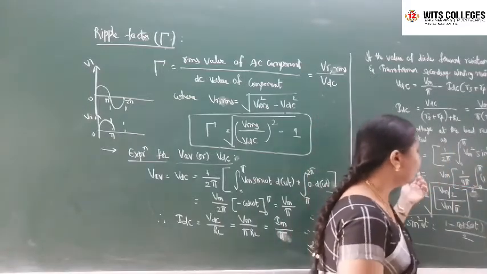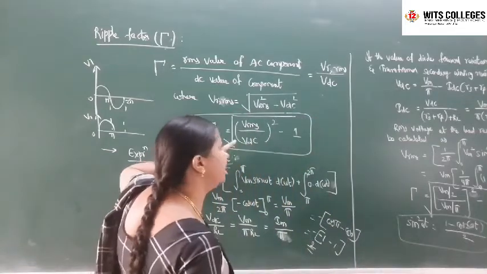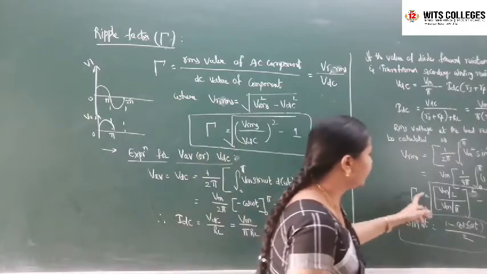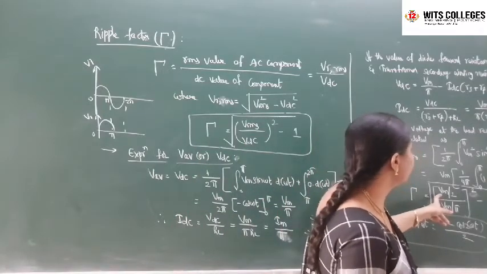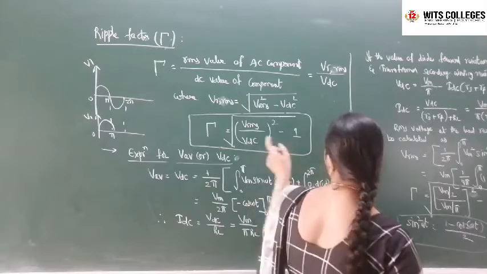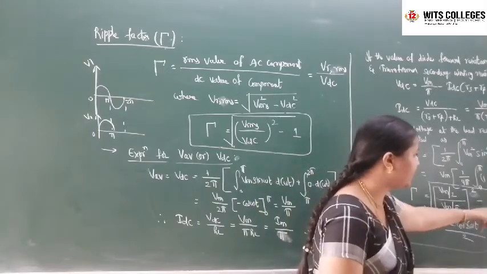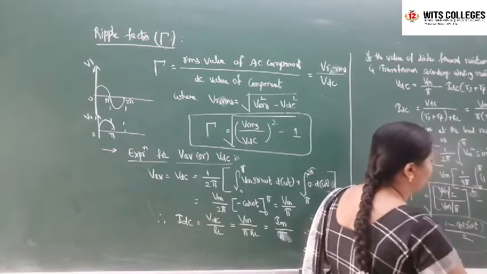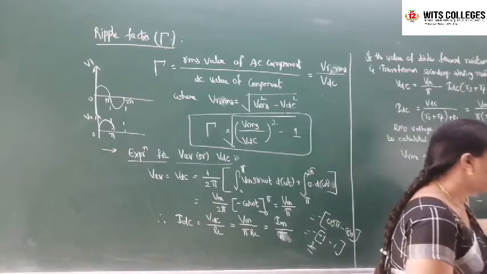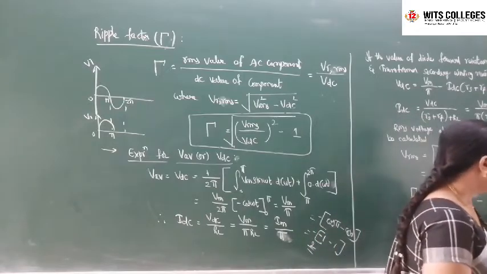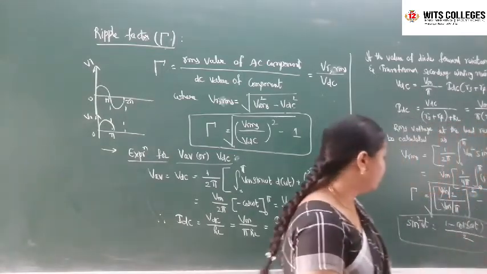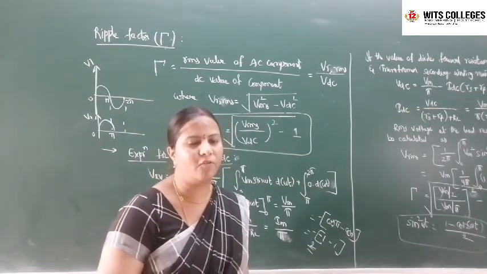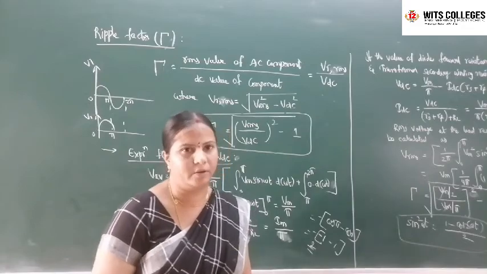So now you got VRMS and VDC. Now substitute these equations in the ripple factor. You will get the square root of VRMS by VDC whole square minus 1, with VRMS equal to Vm by 2 and VDC equal to Vm by pi. Since Vm is constant, you will get pi by 2 whole square minus 1. Pi by 2 means 1.57. Substitute and you will get 1.21. So this is the ripple factor of the half wave rectifier. What is the ripple factor of half wave rectifier? 1.21. Okay.